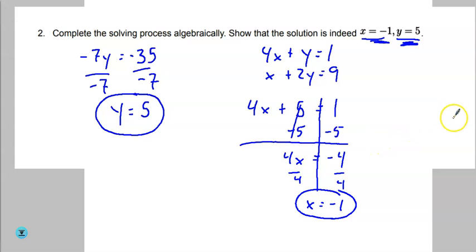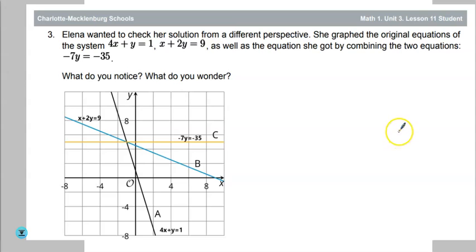All right. So in this, what do you notice? What do you wonder? Go ahead and pause and fill out what do you notice about these, what do you wonder about those. And then when you unpause, I'm not going to write anything down. It's what you notice and what you wonder. This is up to you.